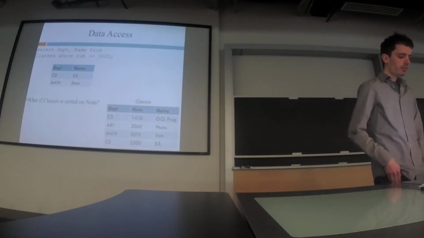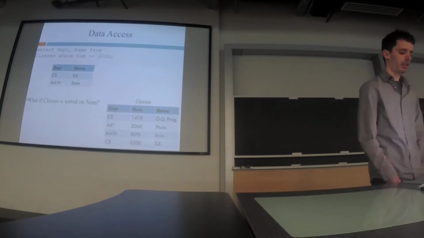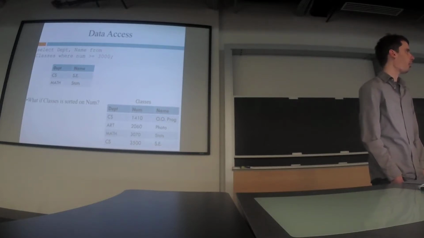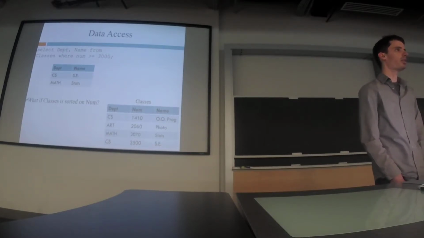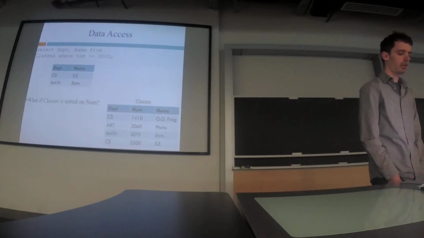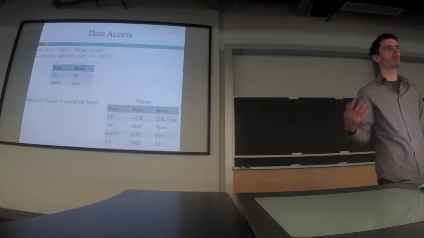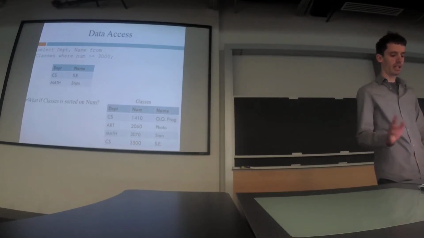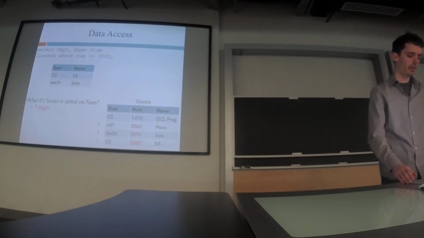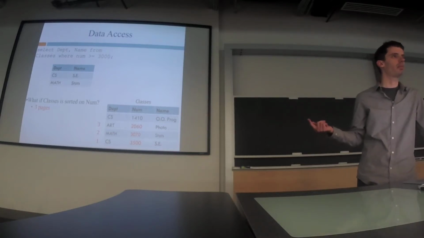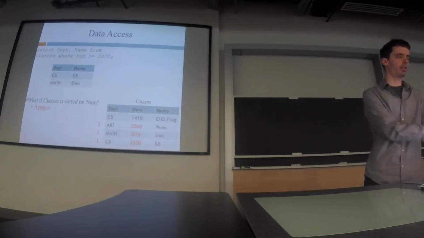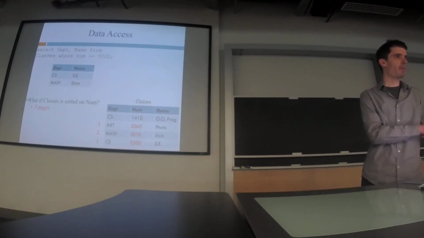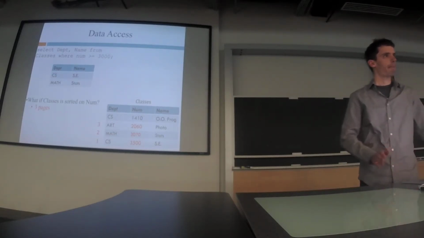Okay. What if, though, this table was sorted on class number? We could do something like a binary search. We could do something like assume that the 3,000 level classes are near the end, so start our linear scan at the end. Just to make it easy, let's do that. Let's just scan starting from the end and go down until we see something that's not a 3,000 level class. So this time we only had to access 3 pages, which is better.